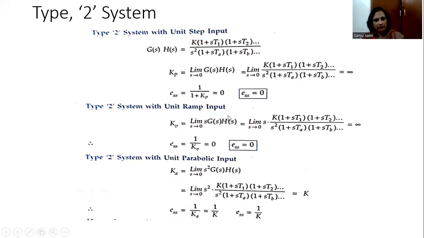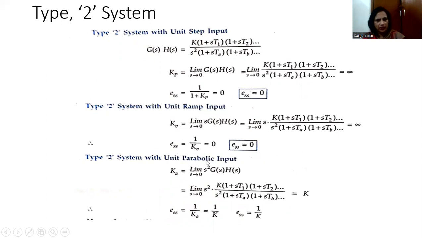Similarly, for the unit ramp input, we will be having Kv, and since we are having 2 poles at the origin, 1 pole will get cancelled, but still we are left with 1 s in the denominator. That will make up this expression infinite as s is tending to 0. So Kv is equal to infinity, which means that steady state error in this case is equal to 0.